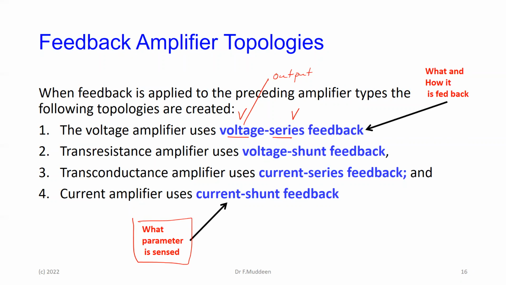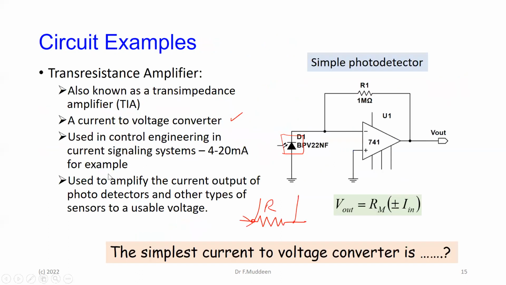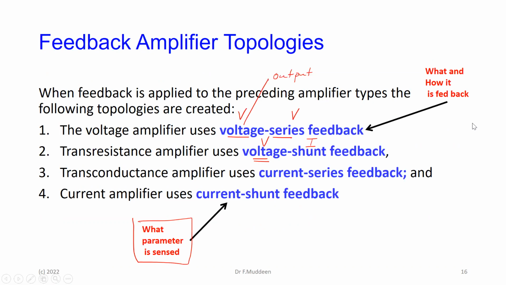The transresistance amplifier, which is the other amplifier that has voltage at the output, sends current back. So this has voltage at the output, and I have to feed back current because the input part of the amplifier is a transresistance. The transresistance output is voltage, but the input is current. So for a transresistance amplifier, I have to sense voltage coming out, but I have to feed back current. All right? Current feedback is also called shunt feedback.